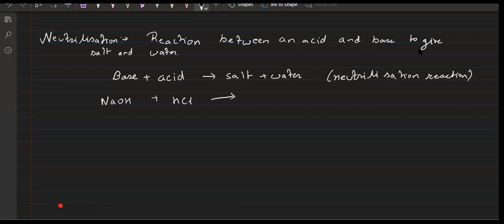When you talk about acid, this is your acid. When you talk about base, NaOH is your base. Yes or no? Now we know that NaOH is actually Na plus OH minus. Agree? NaOH is Na plus OH minus, and HCl is actually H plus Cl minus. Everyone got this? Yes or no?